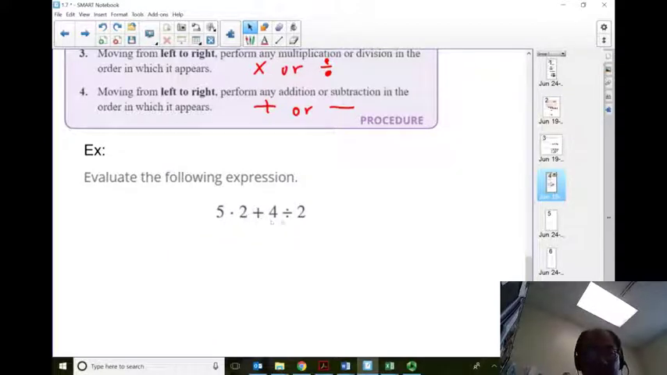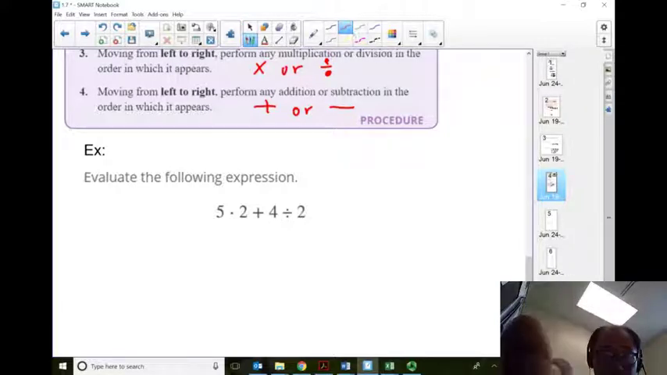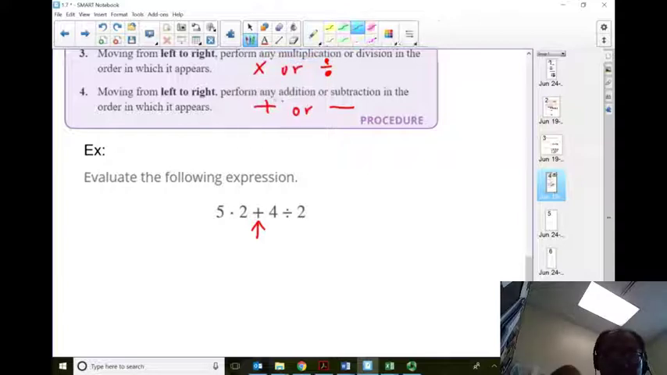5 times 2 plus 4 divided by 2. So looking for addition and subtraction signs outside the parentheses. I see one, so that gives me 2 terms. What's in front of it is a term. What's behind it is another term. So here you go. This problem is now broken down into 2 terms.